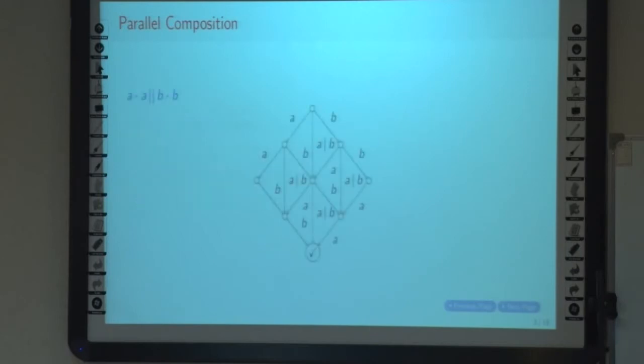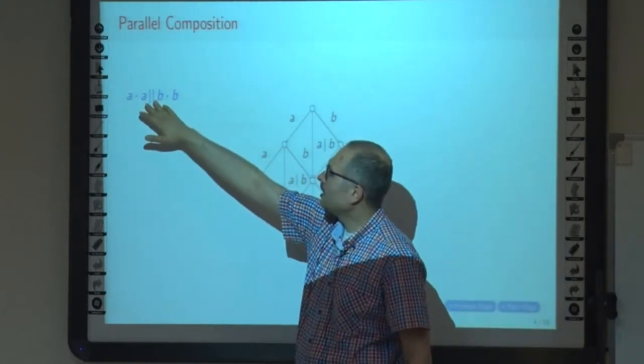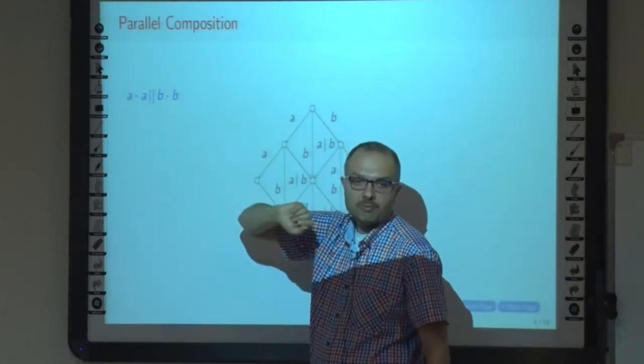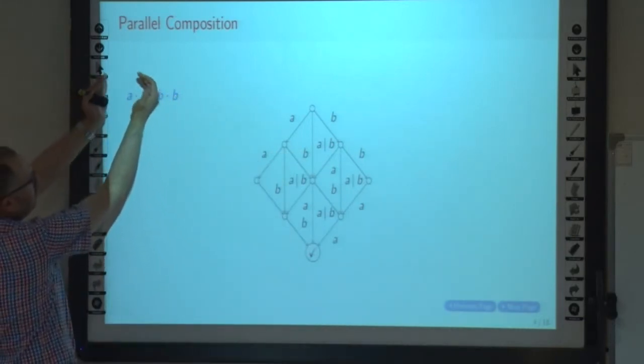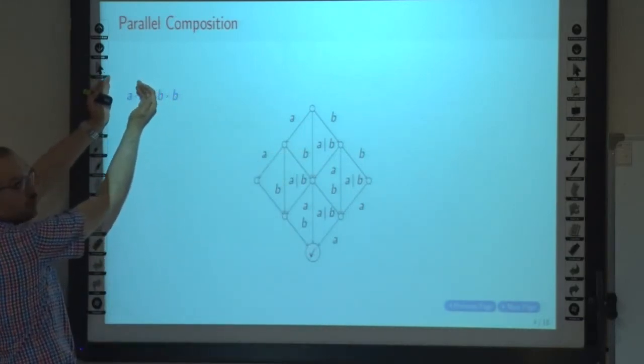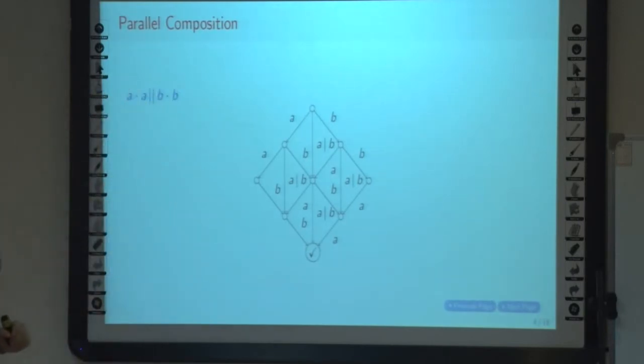Let's look at an example. So assume that we have A dot A in parallel with B dot B. So the order of the precedence of operators is like this. You first put a parenthesis over sequential composition, so that binds the strongest, and then parallel composition. Right?